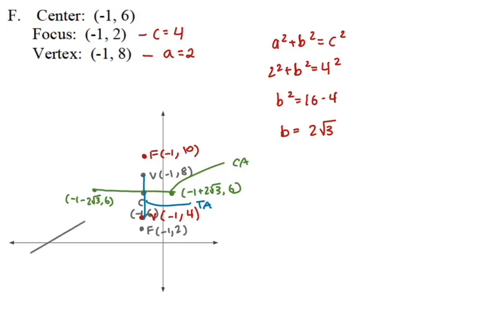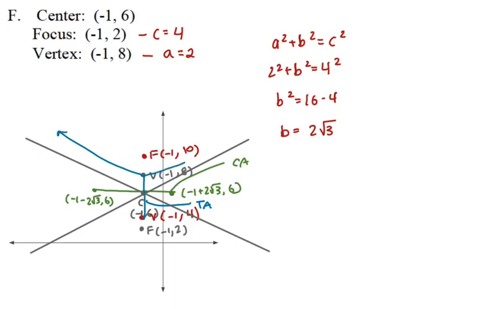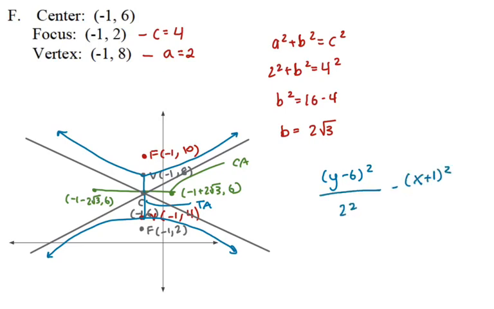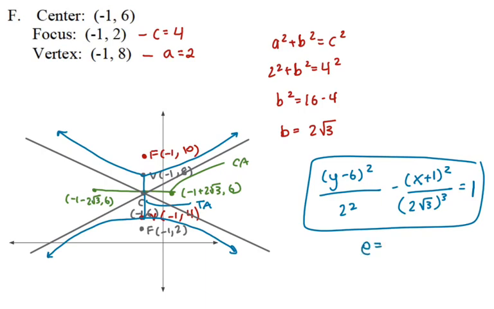And we are going to sketch the curve. So, asymptotes. And go through the vertices, follow the asymptotes. We have a left and right facing, or excuse me, up and downward facing hyperbola, which means that the y value is the positive value here. Okay, so y minus 6 squared over a squared minus x plus 1 squared over 2 root 3 squared. That is standard form. And then the eccentricity is c over a. Eccentricity is 2.